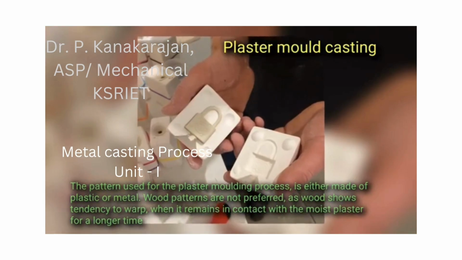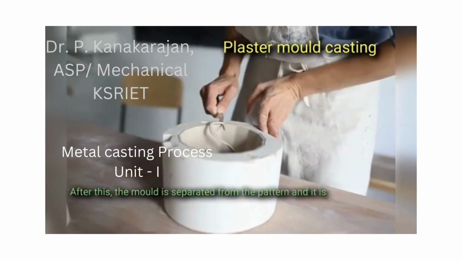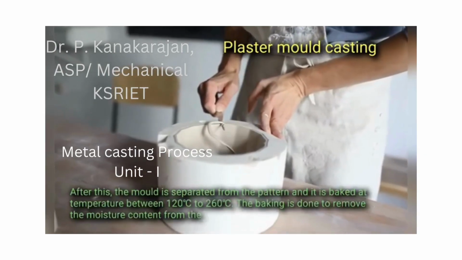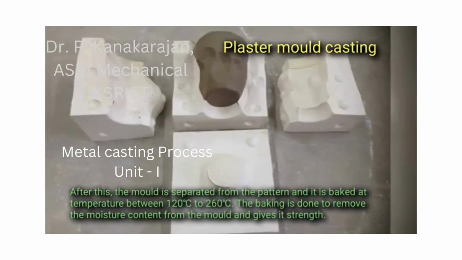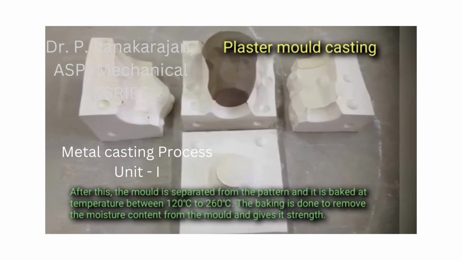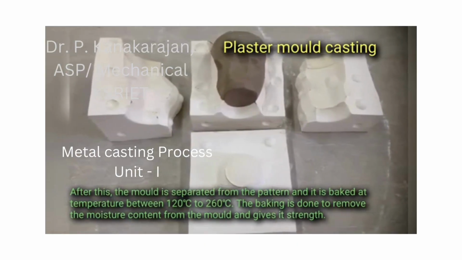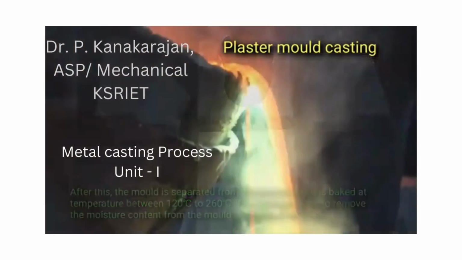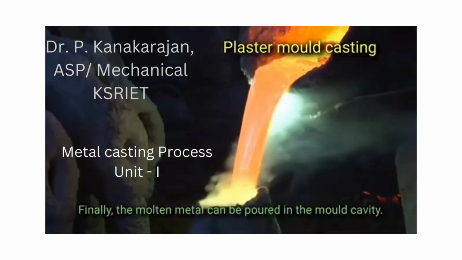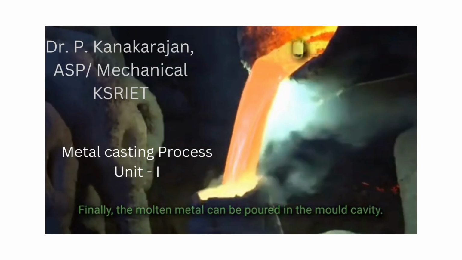for a longer time. After this, the mold is separated from the pattern, and it is baked at temperature between 120 to 260 degrees Celsius. The baking is done to remove the moisture content from the mold and gives it strength. Finally, the molten metal can be poured in the mold cavity.